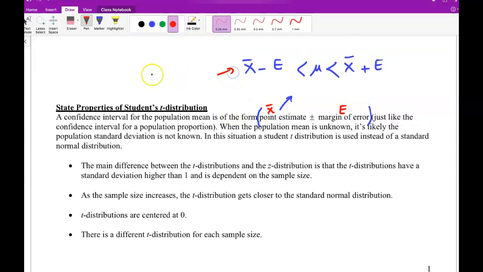So this is the confidence interval, or confidence level. It's the same thing. I may use CL, so there is no difference between these two.